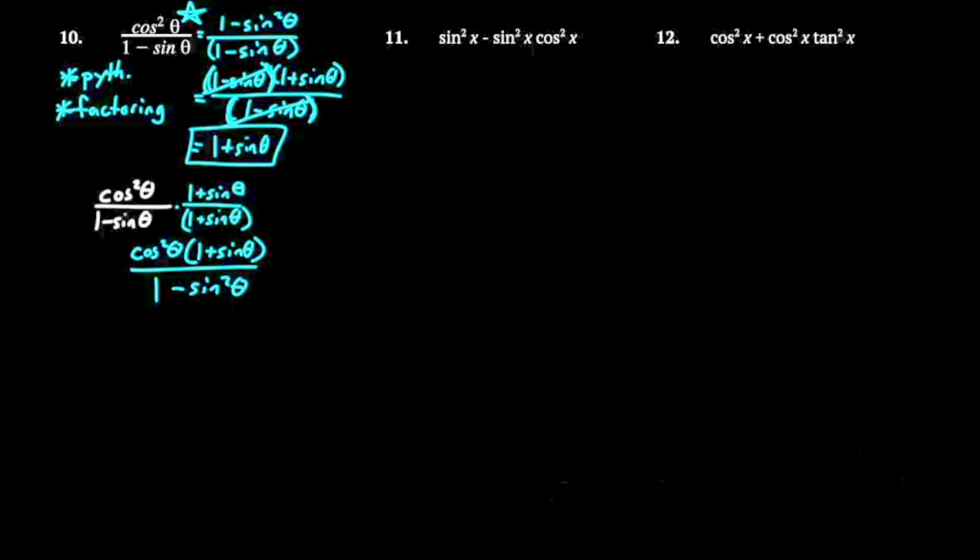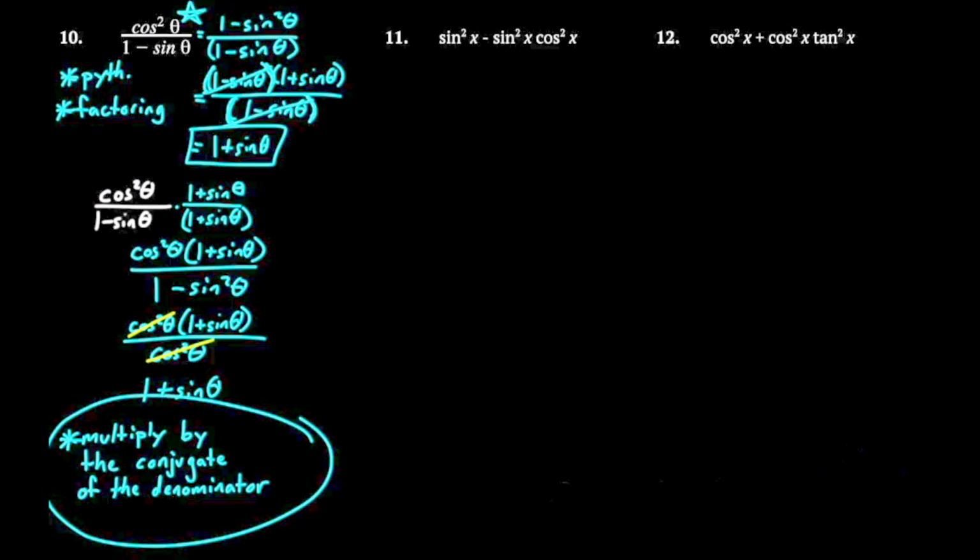So I'm left with just 1 minus sine squared of theta. And that is actually cosine squared. And that, of course, is super helpful because now we can cancel out the cosine squareds, and we're left with just 1 plus sine of theta, just like we were in the first approach. So this approach took a little bit more work, but multiplying by the conjugate of the denominator is a really helpful technique, so I just wanted you to see that.